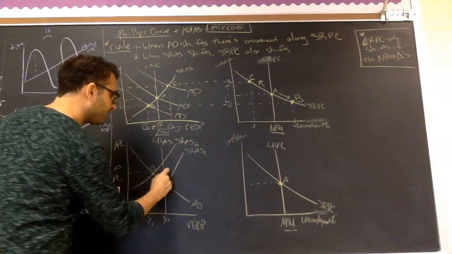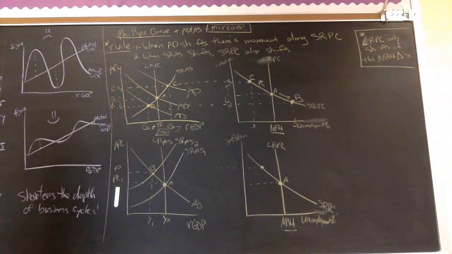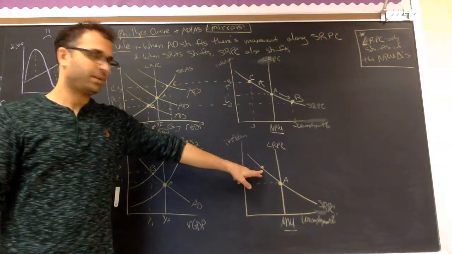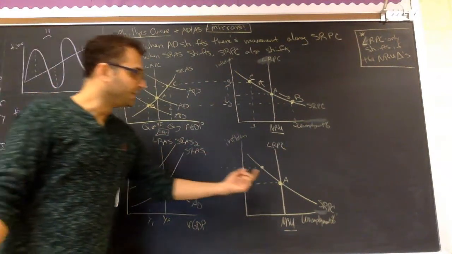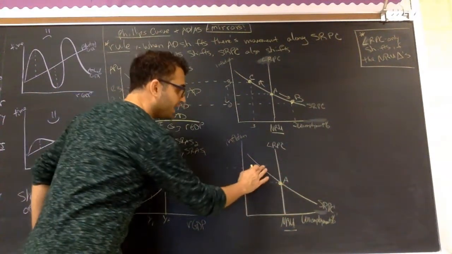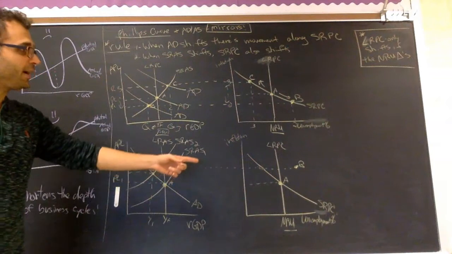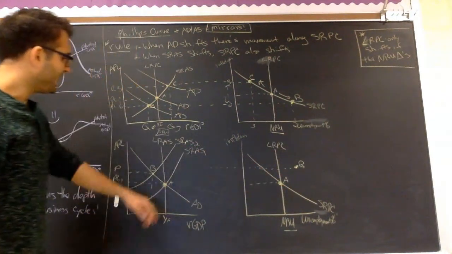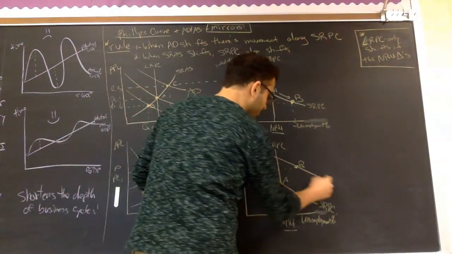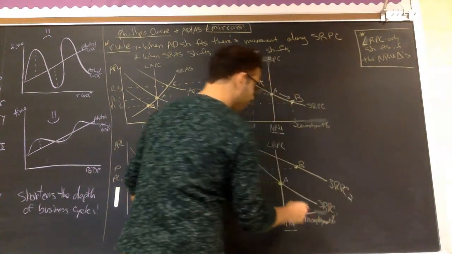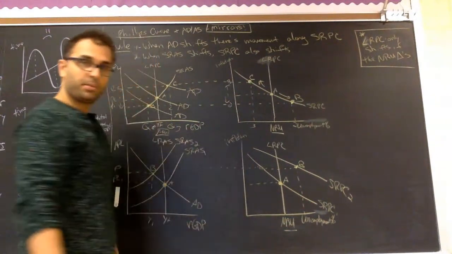So now what happens? Output has gone down. So that means unemployment has gone up. So I've got to keep going. This is where my B is. That doesn't look right, right? We're not moving along the curve. So what's happening? When the SRAS shifts left, the SRPC shifts opposite, to the right. So the SRPC is over here. Unemployment is now up, output is down, price level up, inflation is up.